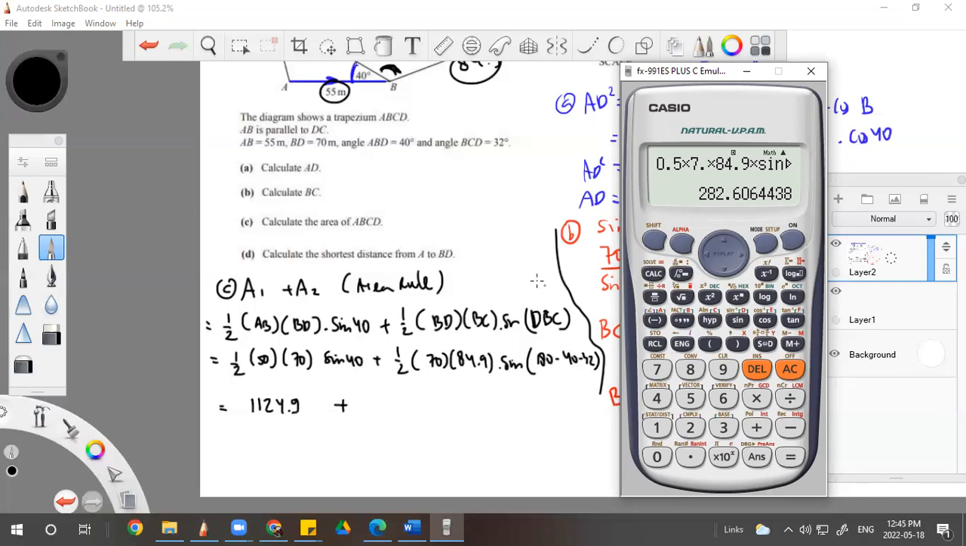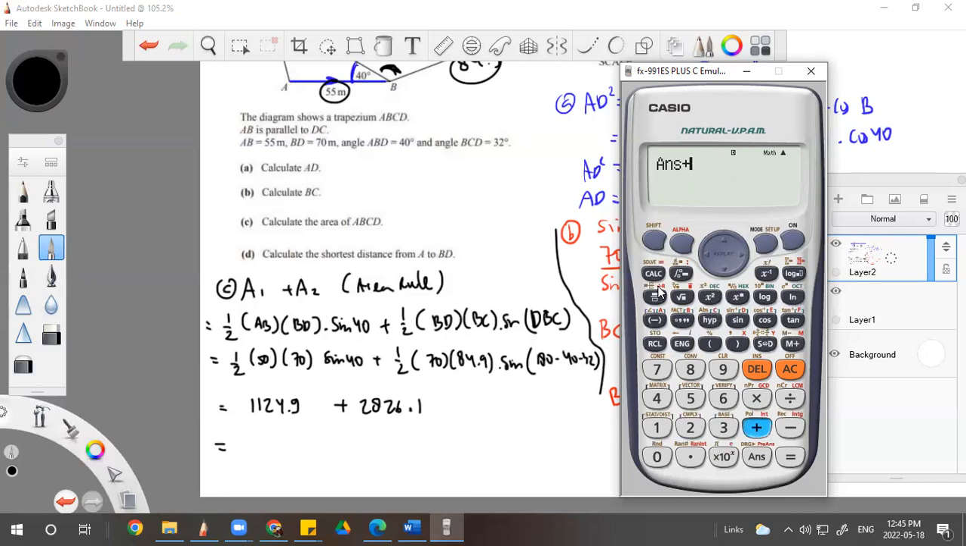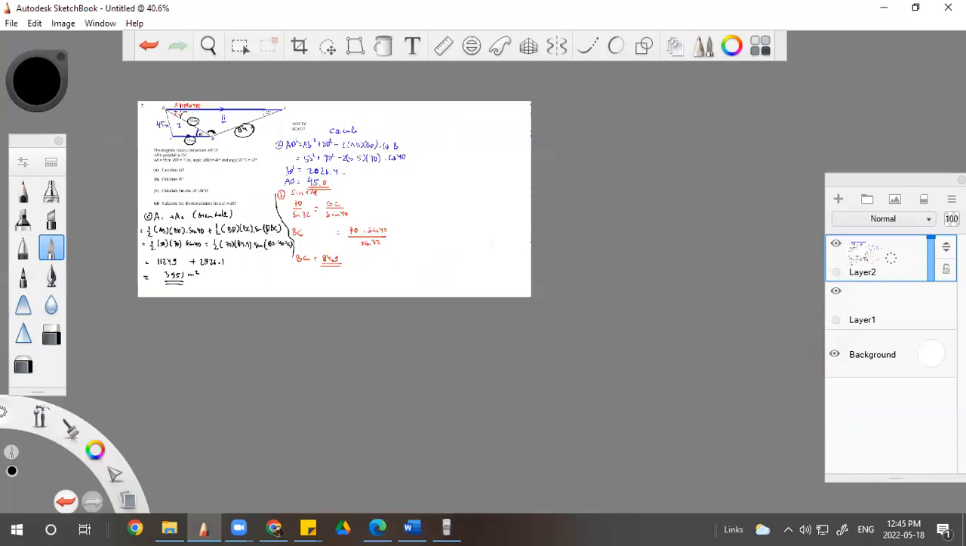I put the wrong number, sorry. It's 70, it should be 70. Okay, that gives 2826.1. Now get the answer: plus 1124.9 gives 3950.9, so 3951. The unit is meters squared. Okay, now calculate the shortest distance from A to BD.